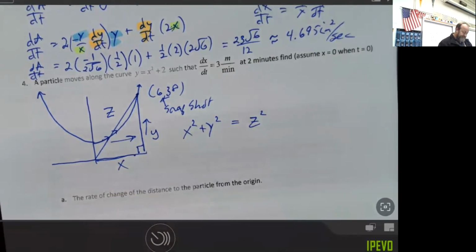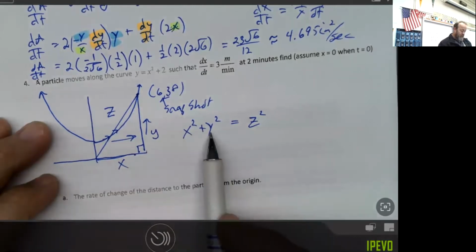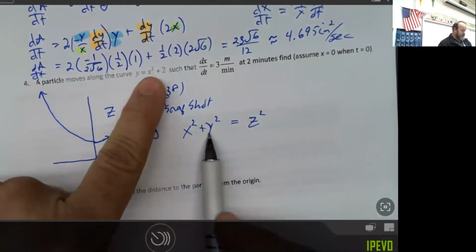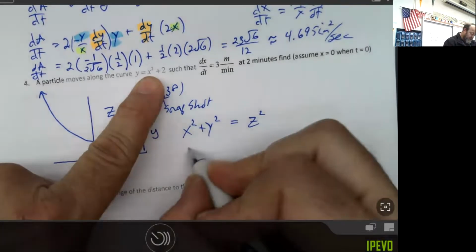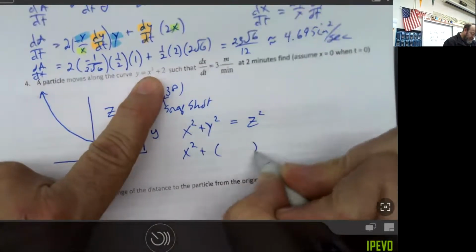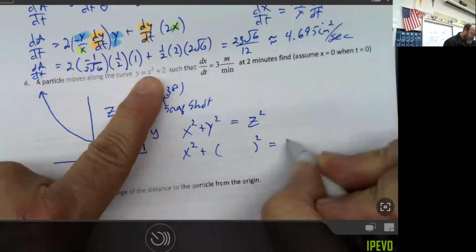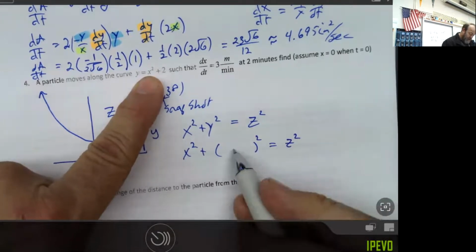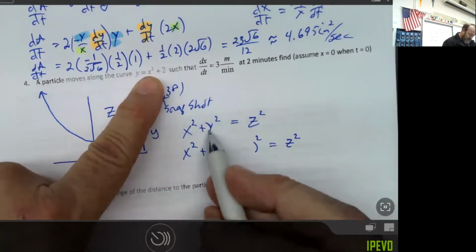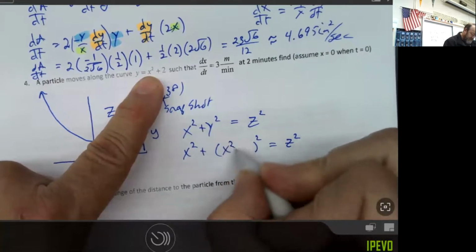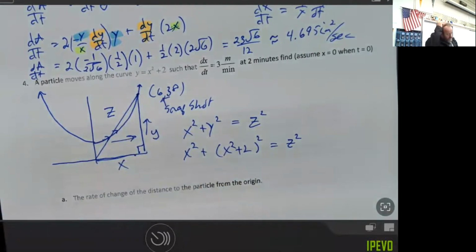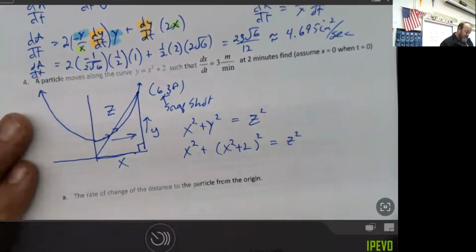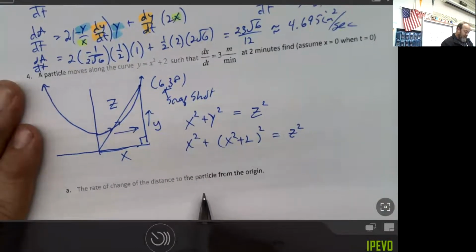For example, what I could do is replace y right here with x squared plus 2. So I could say x squared plus y squared is z squared, but instead of saying y squared, I could say x squared plus 2 squared. So I think we're pretty much ready to go now because we have the value x is 6.